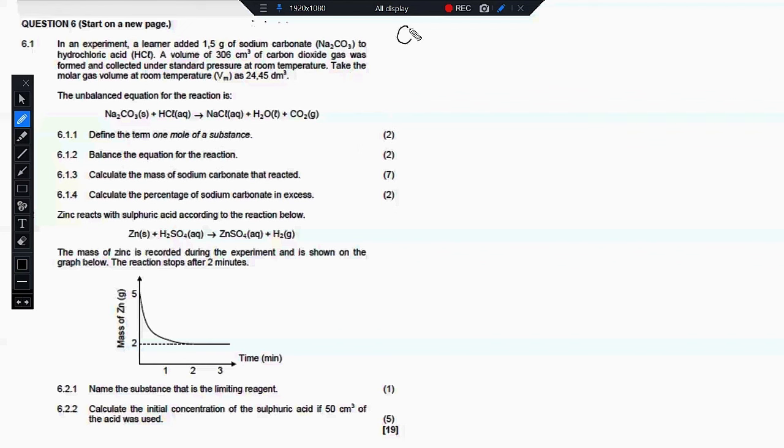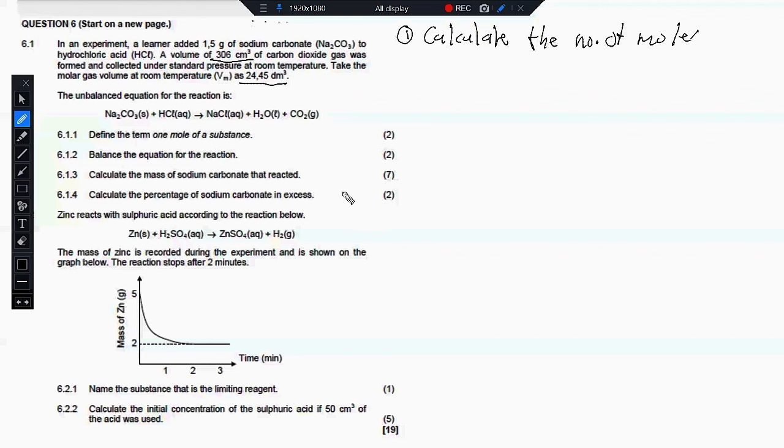So again, we can go through that. Number 1 is always to ensure that you calculate the number of moles. Any stoichiometric question will start by you having to calculate the number of moles, and it's always the number of moles of the given compound or molecule. Now in an experiment, a learner added 1.5 gram of sodium carbonate to hydrochloric acid, HCl. Then they say a volume of 306 cm³ of carbon dioxide gas was formed and collected under standard temperature. Then the Vm is 24.45.